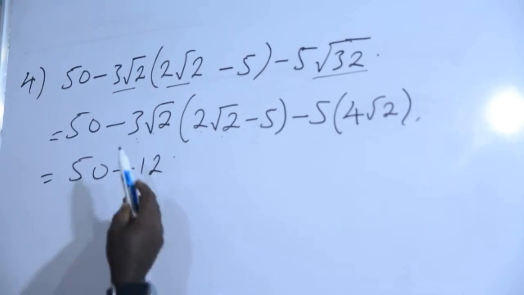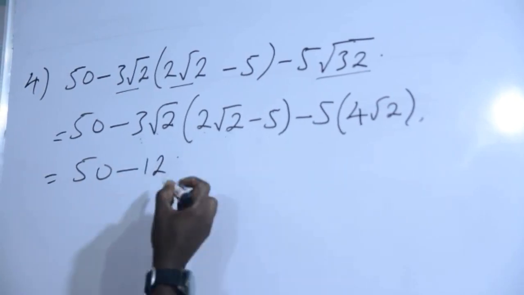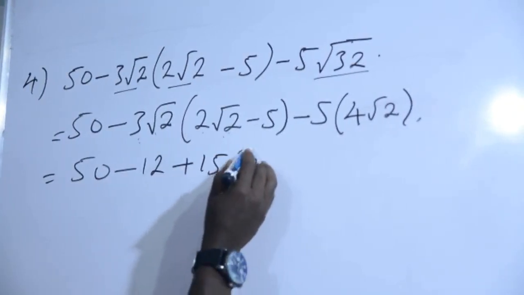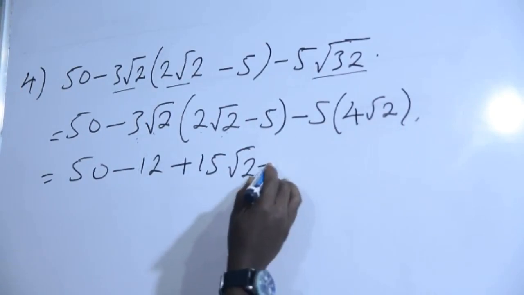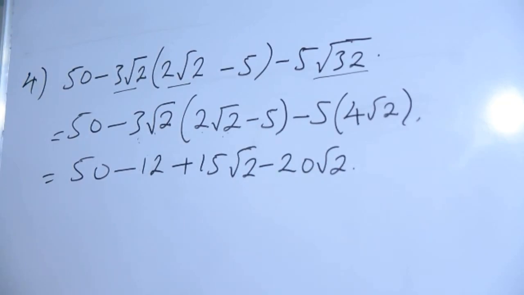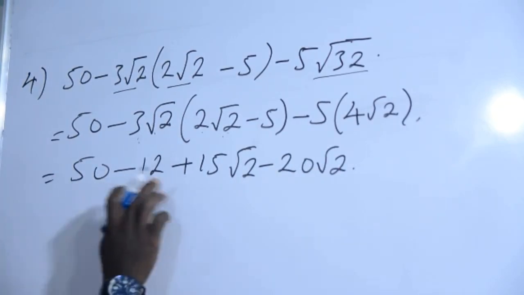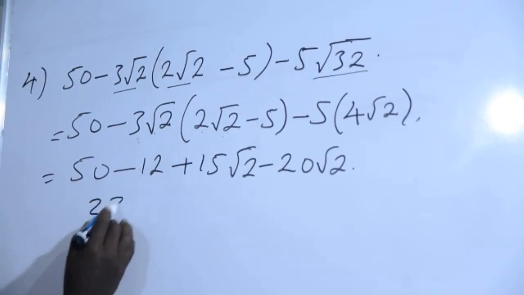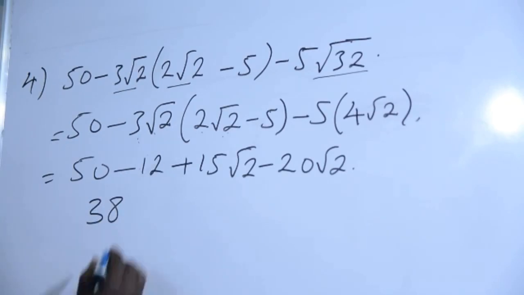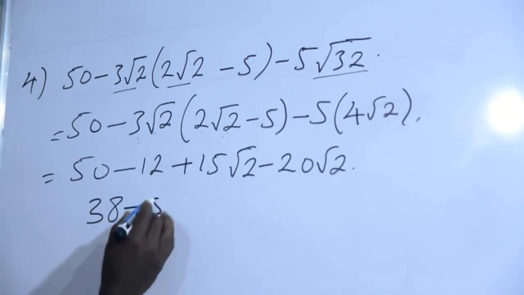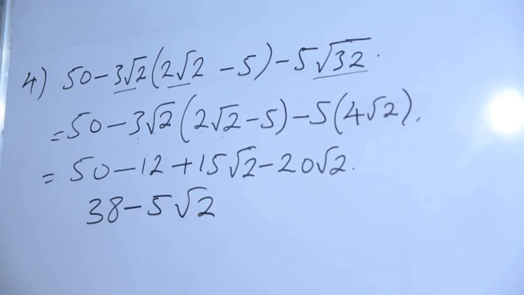Okay? Then minus 3 root 2 times minus 5 gives us plus 15 root 2. And then minus 5 times 4 root 2 will give us minus 20 root 2. And already the like terms are collected. So we have 50 minus 12, which is 38. Then 15 root 2 minus 20 root 2 will give us minus 5 root 2. And that is the end for question number 4.